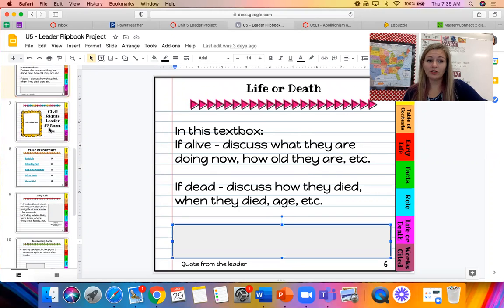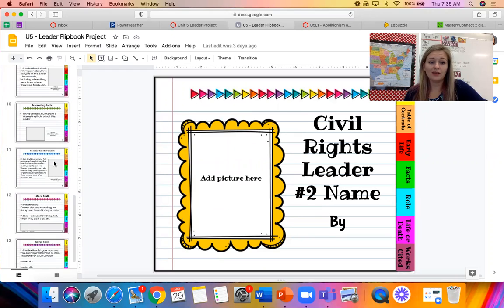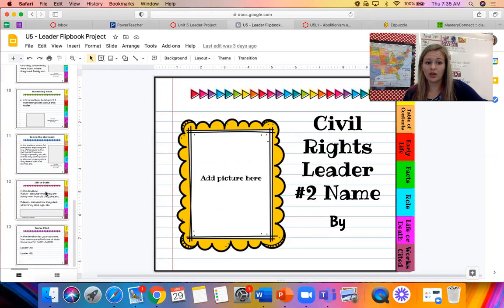You'll then notice that it starts over. This is going to be for civil rights leader number 2. You're going to do the exact same thing for the other person.